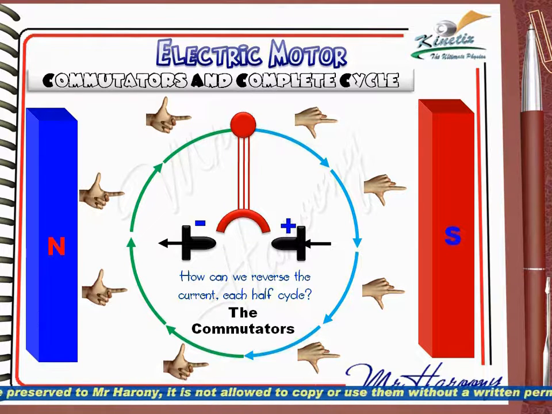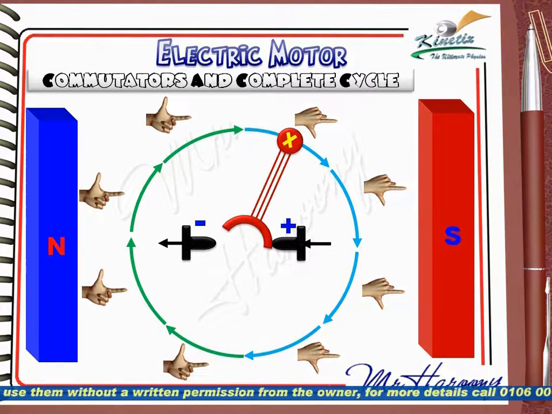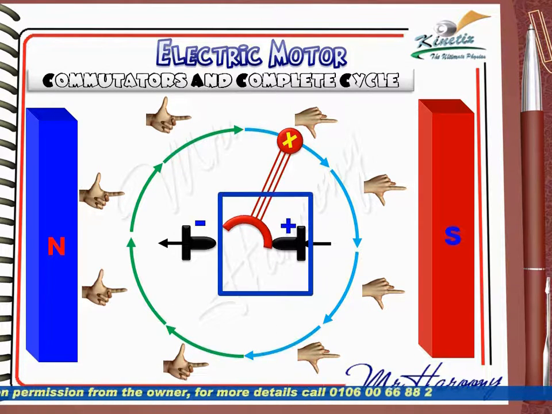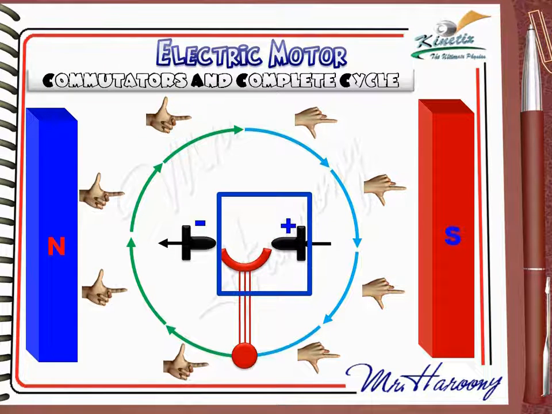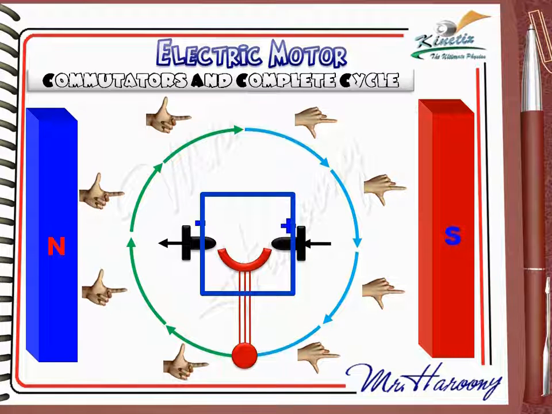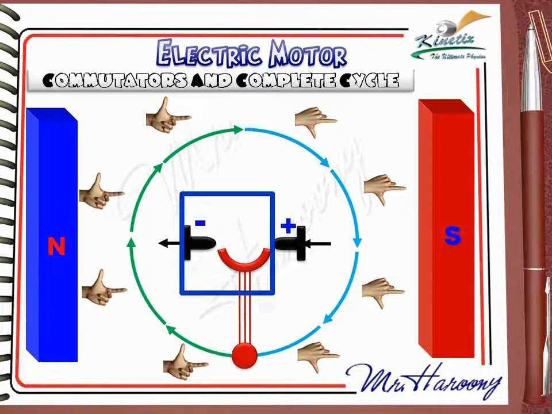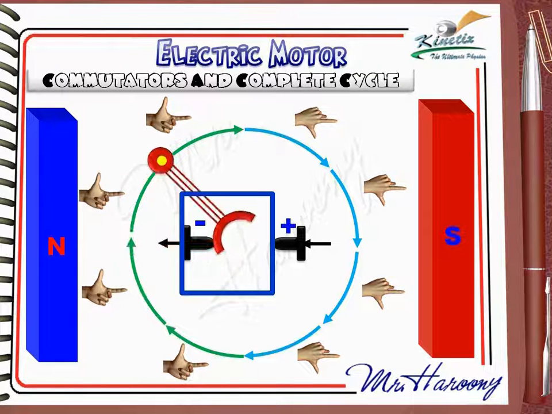Now let us study another cycle from another point of view. The side will start a new cycle. Have a look inside the square. This half of the commutator touches the positive carbon brush, which is in contact with the positive pole of the battery. When the side wire is at the bottom, there is no contact with any of the carbon brushes and no current. As the second half of the cycle starts, the same half of the commutator is now in touch with the negative carbon brush, which is connected to the negative pole of the battery.